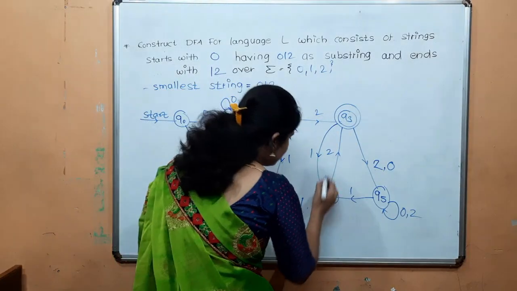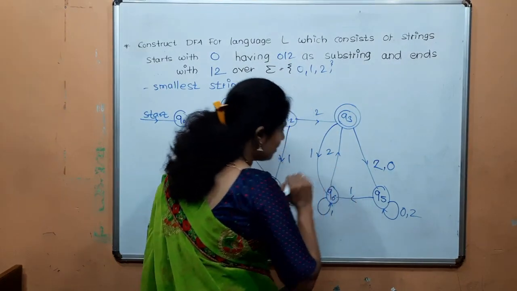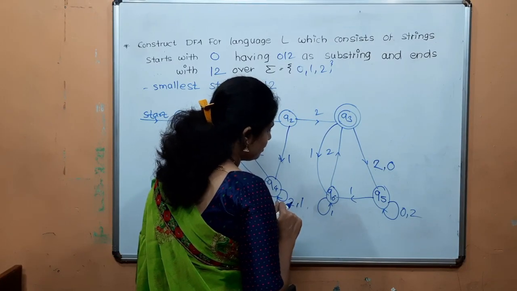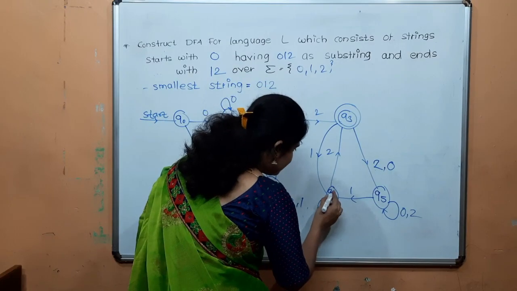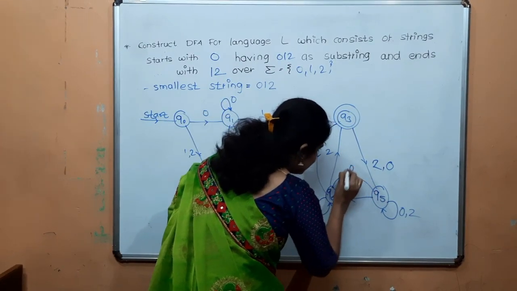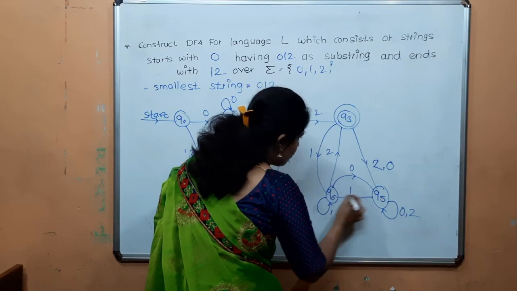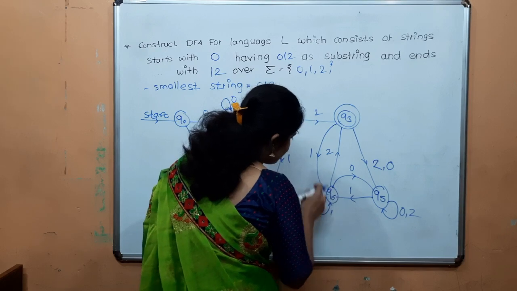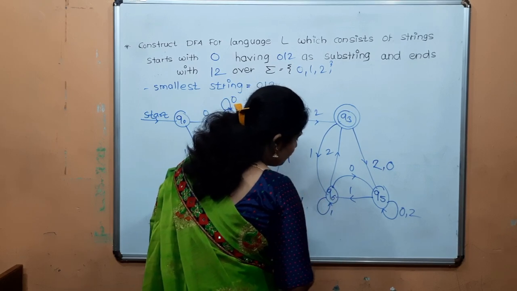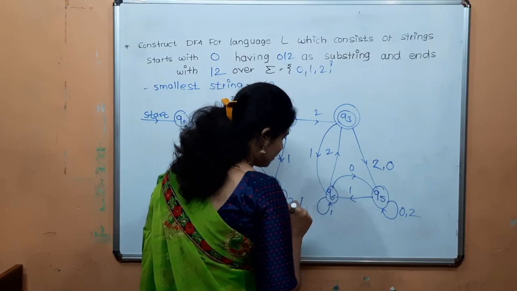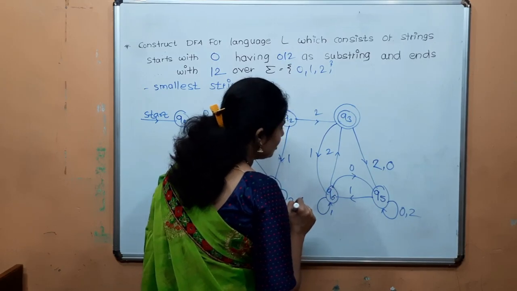Now see here, here we can give the self loop of a 1. Okay. Now see here, after this 1, 0 will occur, then what can I do? I can give here 0, 0, 1, 2. After this 1, if 2 occurs, then what can I do? 2 is already given.